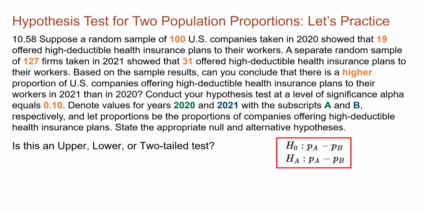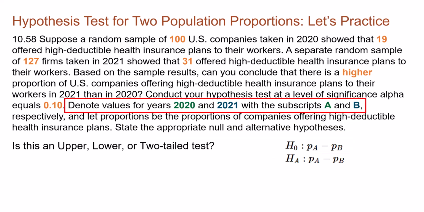Here, we can see the hypothesis statements are constructed in the format P subscript A minus P subscript B. In the problem, it indicates that A will be for the year 2020 and B will be for the year 2021. The first task is to determine if this is a one-tailed test, either an upper or lower, or two-tailed test. Then we need to complete the hypothesis statements. We know that hypothesis statements for two population proportions are always stated in terms of zero, but what are the signs we need to use here for the null and alternative hypotheses?